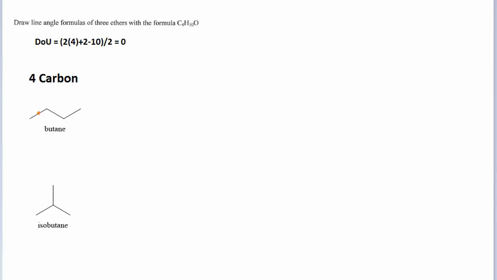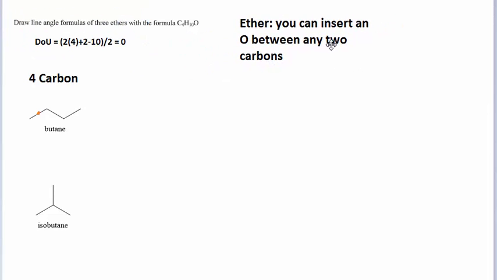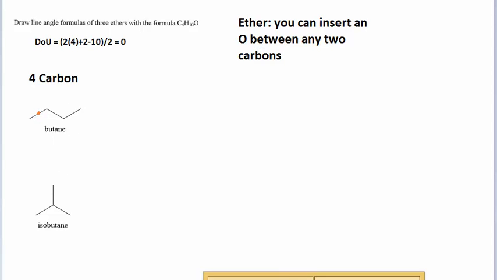So ethers are a little tricky. The thing with ethers is that ethers are internal only, so you can insert the oxygen between any 2 carbons. So this red dot, I'm saying let's insert an oxygen there, and that will get you this structure. So between this carbon and this carbon, I inserted an oxygen, and that got us this ether.